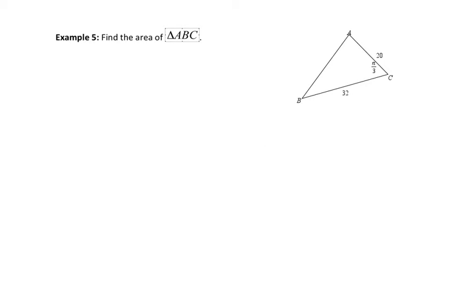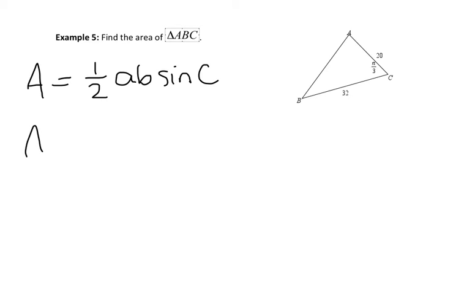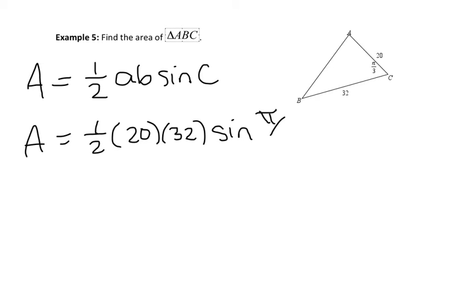Okay, the area of triangle ABC. Well, again, area is a half. So in this case, we're given sides B and A, so half AB sine C. This formula is also in your formula booklet. So we've got half 20 times 32 times sine of pi over 3. You should know sine of pi over 3. Pi over 3 is the big angle. That means that's going to be root 3 over 2. So don't use your calculator on this one.